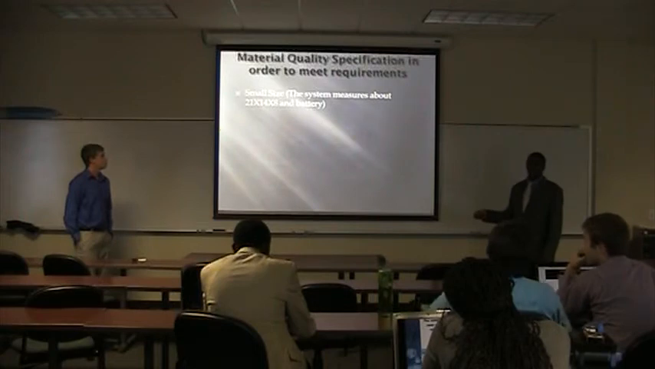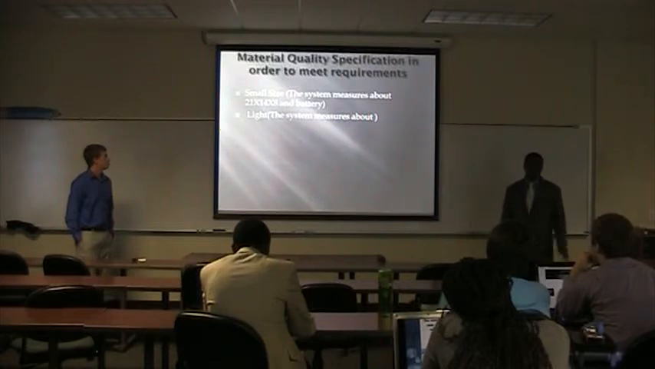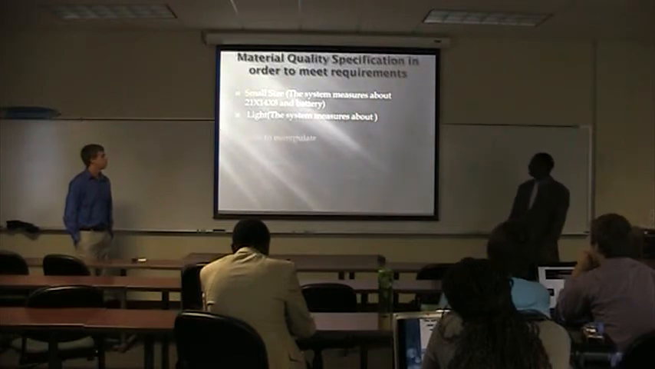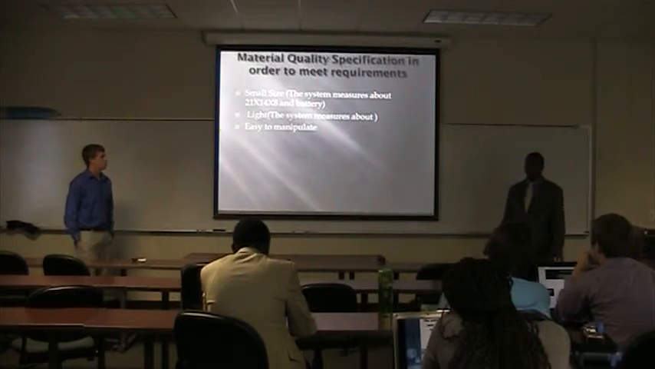The battery will be on itself. We can put together the solar panels, charging controller, and the other accessories. Then it must be light, so we choose the materials that are lighter than others so that the client will be able to carry that. Then it must be easy to manipulate, which means easy to use, or if you want to set it up, it must be easy to set up.